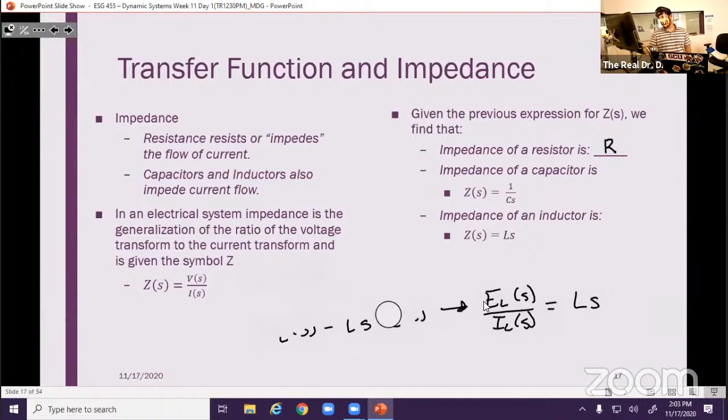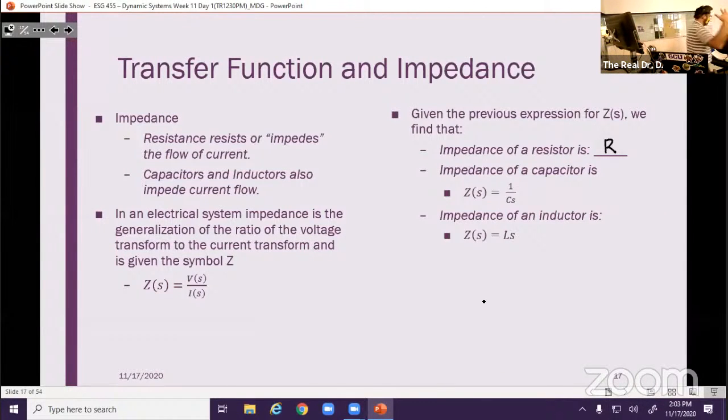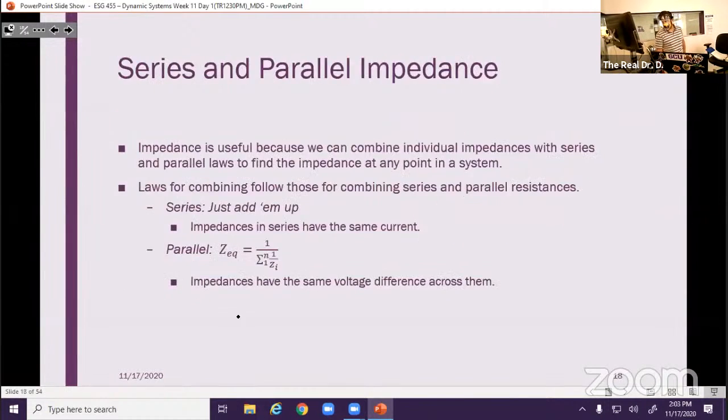All right, anyway. Everybody good? All right, we've got R, 1 over CS, and LS. But why? Why do we even care, Dr. D? What is the big idea with impedance? All right, so why do we care?